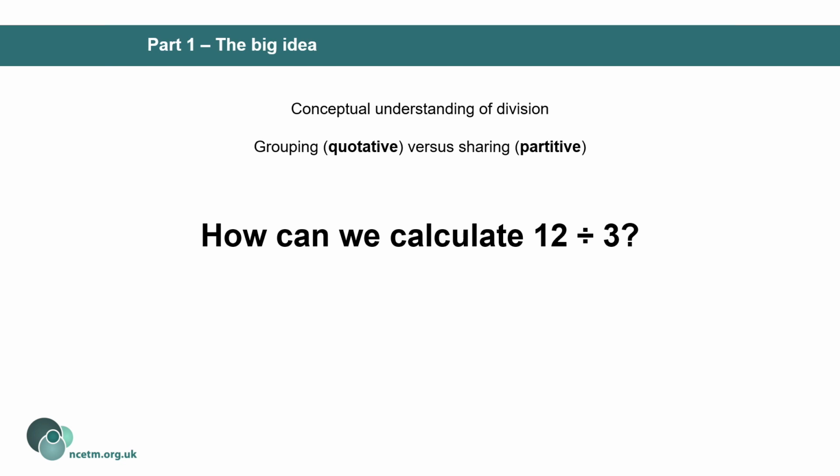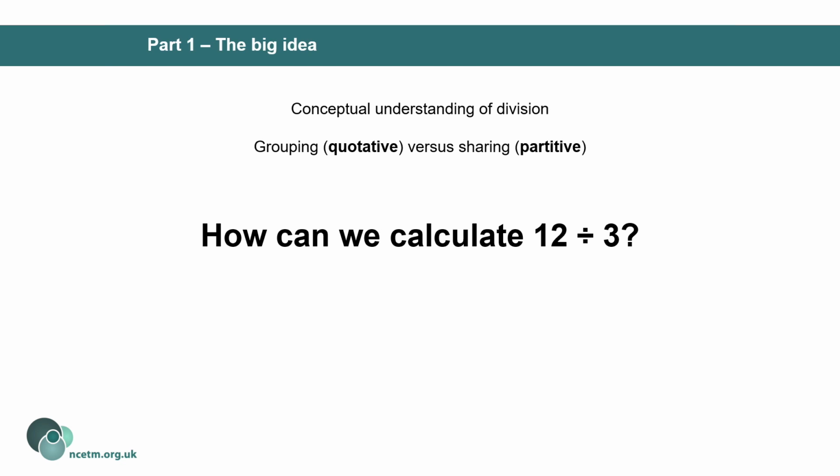So for example, I might start this by just simply asking a group of students, how do I calculate 12 divided by 3? Any students that are thinking of sharing, they might suggest taking 12 things and then splitting those 12 things into 3 equal groups. So that would be sharing. So the 3 equal groups would each have 4 in, hence the answer would be 4.